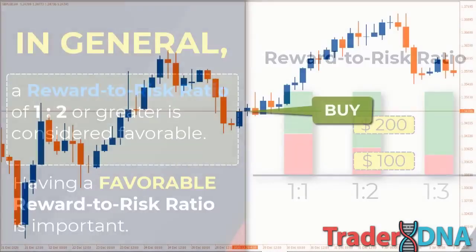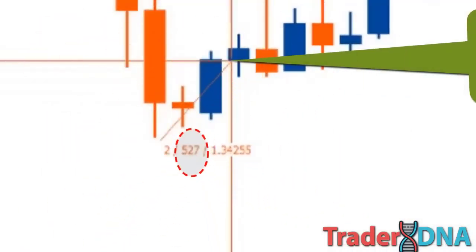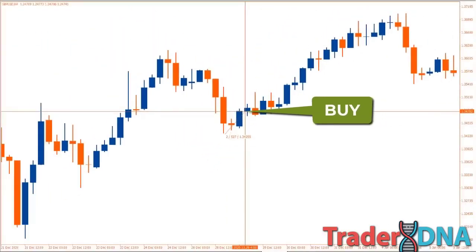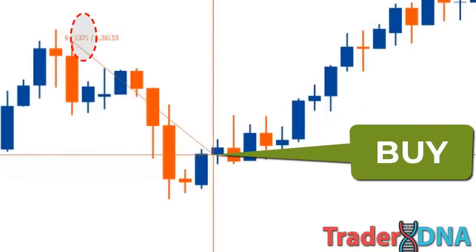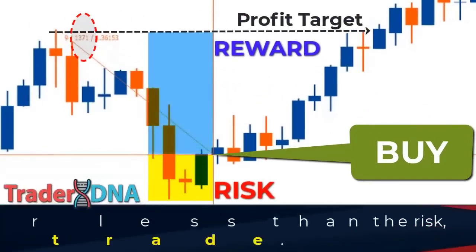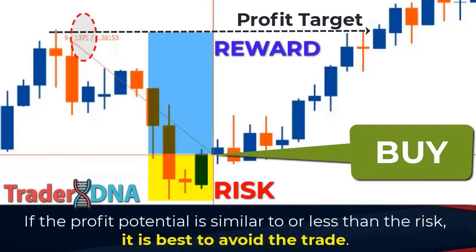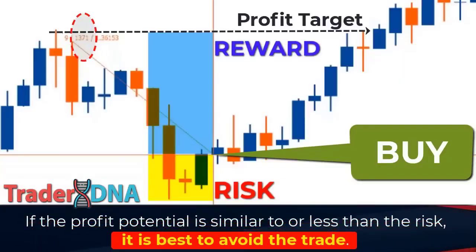In this example, the risk is approximately 500 pips, while the profit potential is 1300 pips. This equates to a reward to risk ratio of 2:1. If the profit potential is similar to or less than the risk, it is best to avoid the trade. Although this may result in wasted effort, avoiding unfavorable trades is just as crucial to success as executing profitable ones.